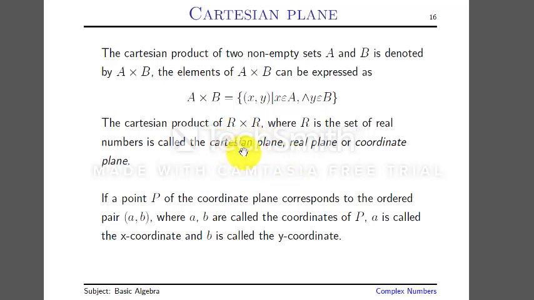We can plot any number on the real line, and we can plot any ordered pair (x, y) in the Cartesian plane, because any such element belongs to this Cartesian product. So any ordered pair belonging to R cross R can be plotted on the Cartesian plane. Such a plane is also known as the real plane, because these two sets are real sets, or the coordinate plane as well. If a point P on the coordinate plane corresponds to the ordered pair (a, b), then a and b are called the coordinates of P. a is called the x coordinate and b is called the y coordinate.